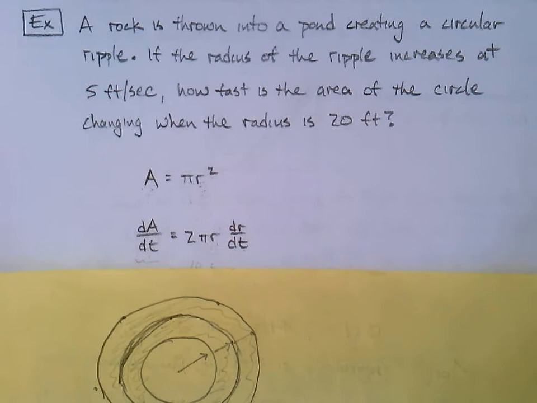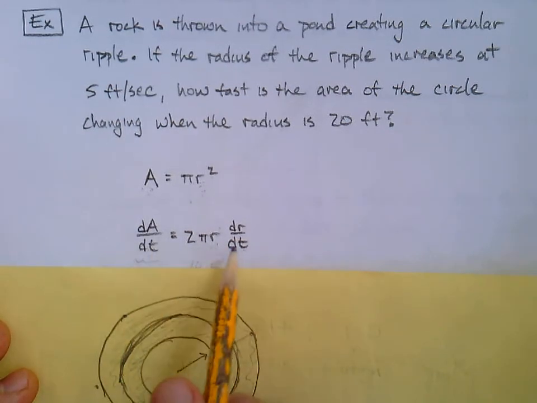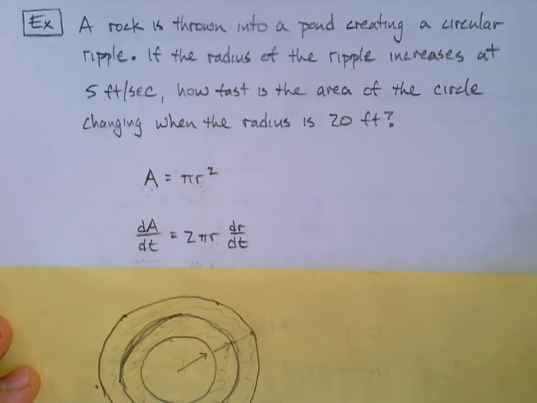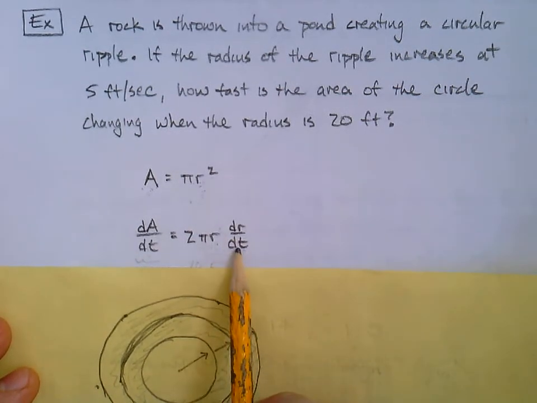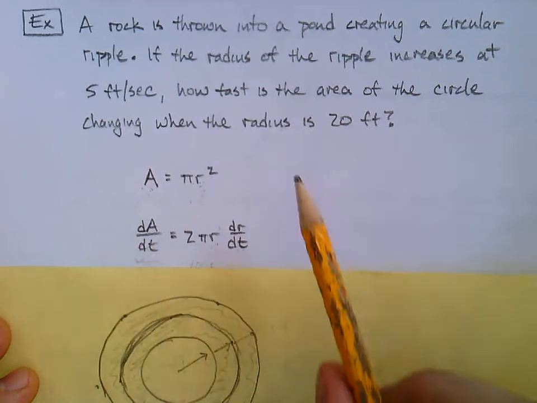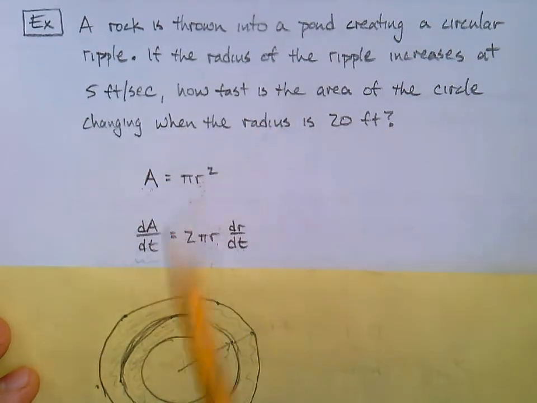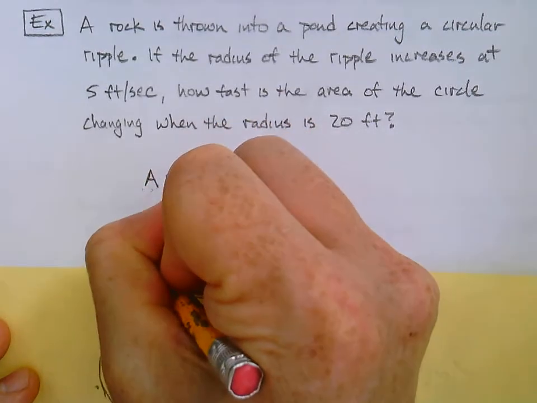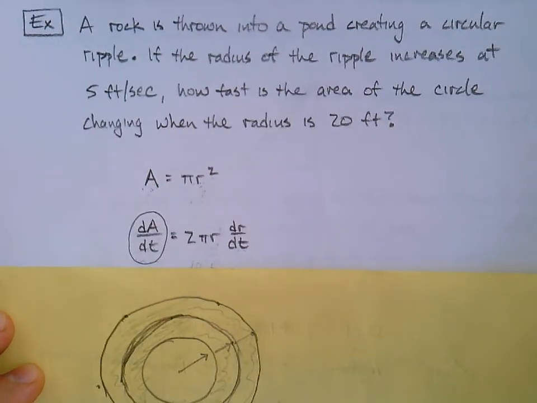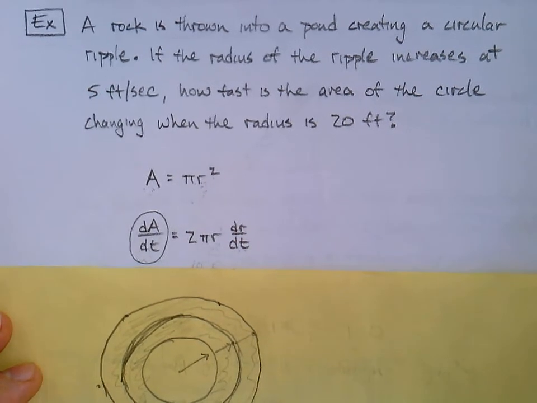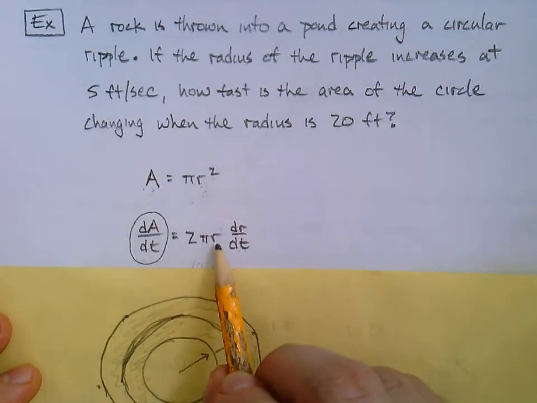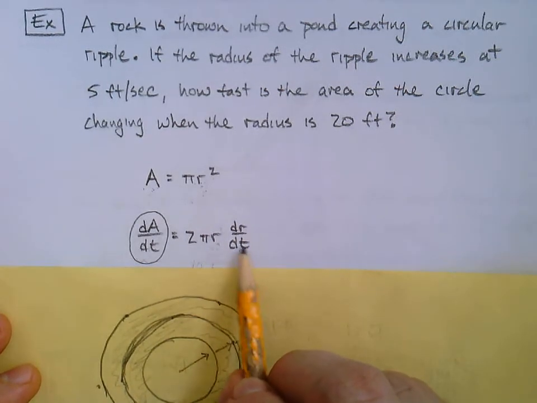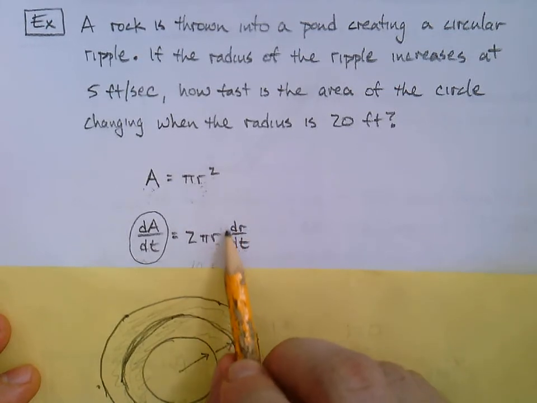Okay, so once we get this equation, we want to go back to the question and think, all right, which one of the rates are they asking us to find in the end? Are they asking for dr over dt, or are they asking for dA over dt? And if we read the question right there, how fast is the area of the circle changing? This is what we're after. We're trying to find the value of dA over dt to answer the question. So that must mean that they tell us the values of the other two. They must tell us r, and they tell us dr over dt.